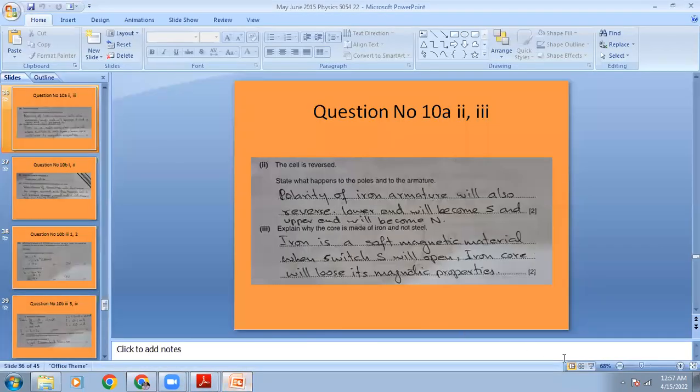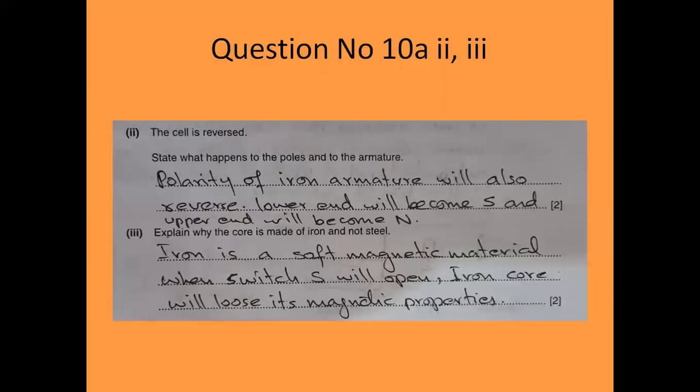Let me check. Polarity of the iron armature will also reverse. Lower end will become south and the upper end will become north. And the iron armature vertical portion will still be attracted to the right side of that solenoid.